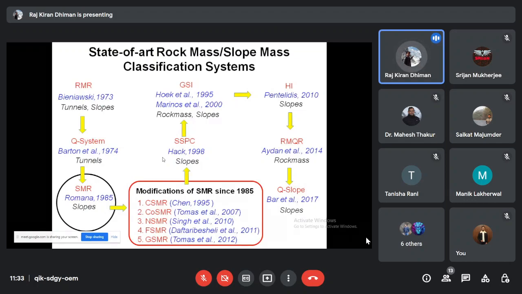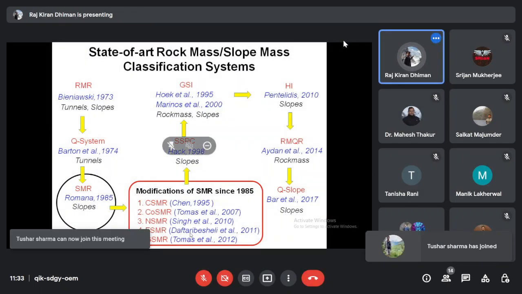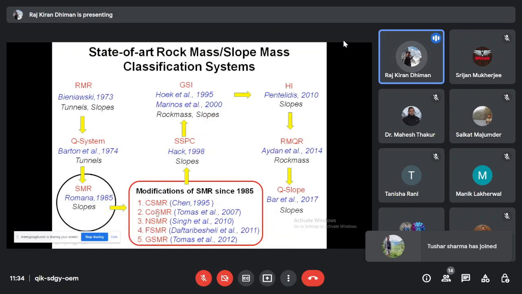With time there were major modifications of SMR. So there was Chinese slope mass rating, which was given in 1995, and then continuous slope mass rating in 2007 by Thomas and others. And there is a new slope mass rating, which was given by our Indian authors, Singh et al. in 2010. And then there is fuzzy slope mass rating, which was given in 2011, and graphical slope mass rating. So there is a broad explanation to all these 5 methods, but it will take 1 hour to explain each, if I have to explain all these modifications.